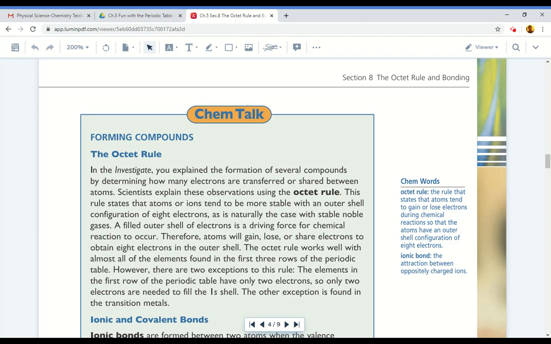The octet rule works well with almost all of the elements found in the first 3 rows of the periodic table. However, there are 2 exceptions to this rule. The elements in the first row of the periodic table have only 2 electrons, so only 2 electrons are needed to fill the 1s shell. The other exception is found in the transition metals.